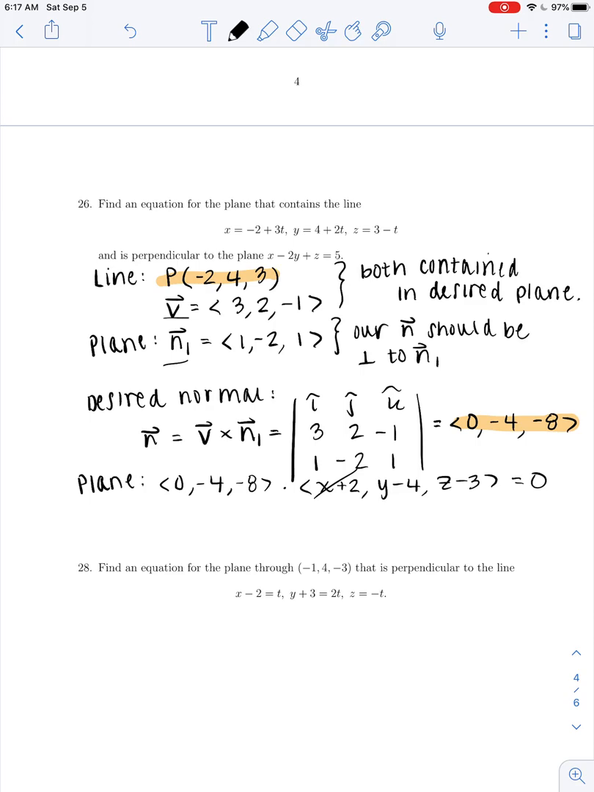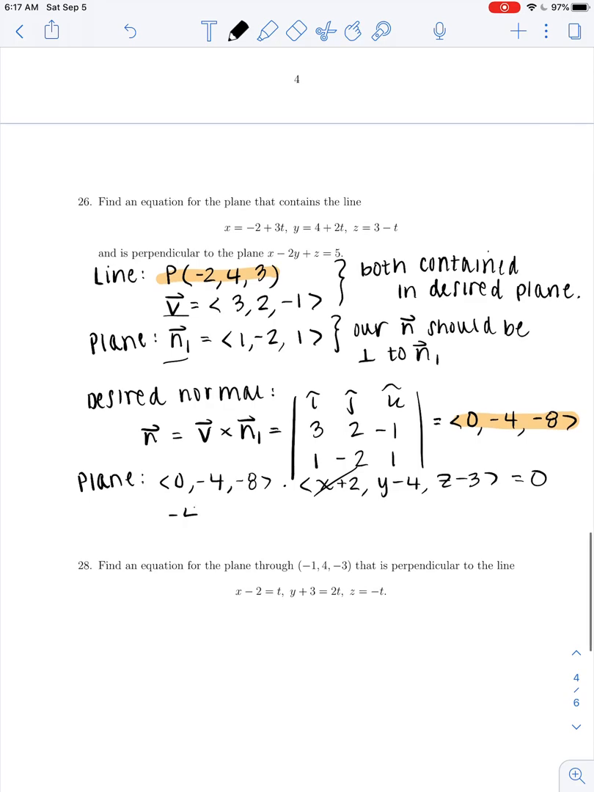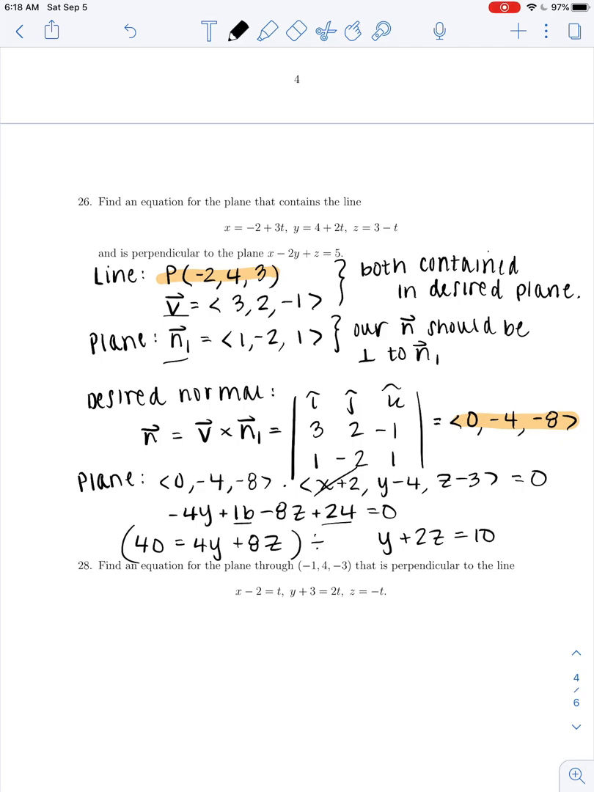And then go ahead and flush it out. The x terms are going to drop out due to that 0 in the normal. So I have -4y plus 16 minus 8z plus 24 equals 0. So if I keep these on the same side, that gives me 40 equals 4y plus 8z. The book typically reduces these, so if you just divide this whole equation through by 4, that'll give you y plus 2z equals 10. However, I don't require you to do any of this.